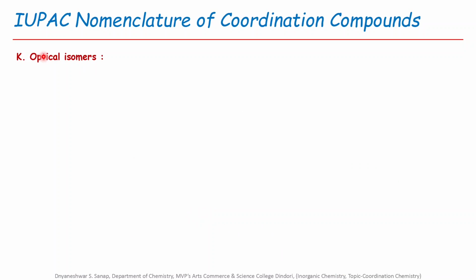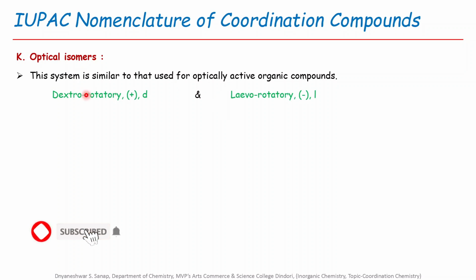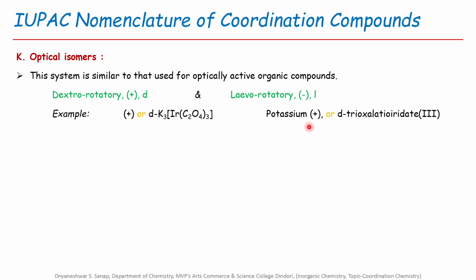The next important point is optical isomers. This system is similar to that of optically active organic compounds. When a coordination compound rotates the plane of plane polarized light to the right, then the compound is dextrorotatory and is denoted using the plus sign or small d. Similarly, when a coordination complex rotates the plane of plane polarized light to the left, then the complex is levorotatory and denoted using the minus sign or small l. And the example: potassium plus or D trioxalato iridate(III).